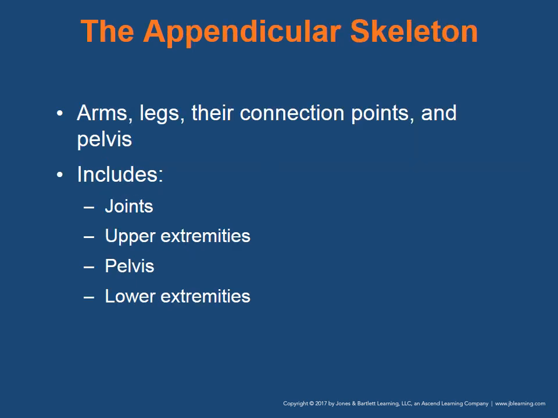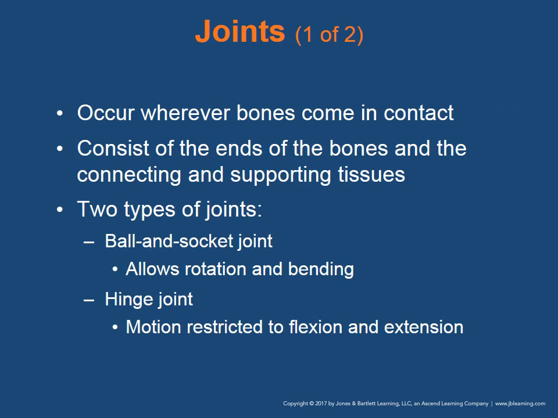Now we're going to talk about the appendicular skeleton. This would be the extremities, right? The arms, legs, and their connection points at the pelvis. It includes joints, upper extremities, pelvis, and the lower extremities. A joint occurs when bones come in contact. One bone meets another bone, and it makes a joint.